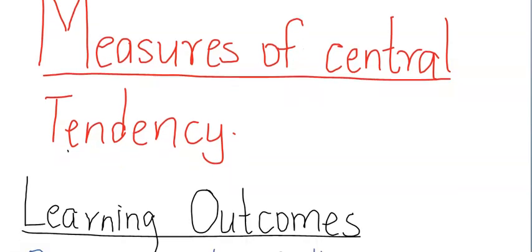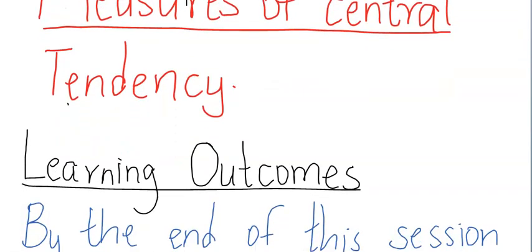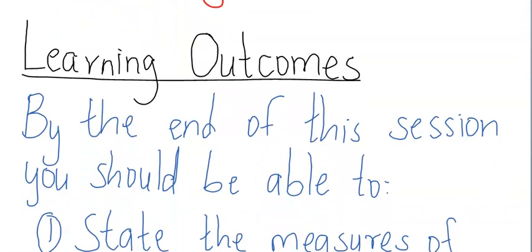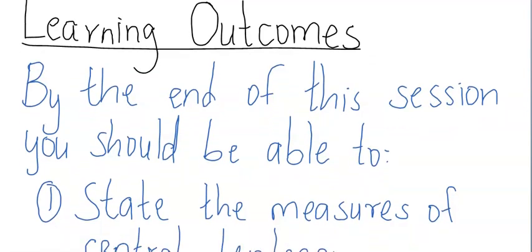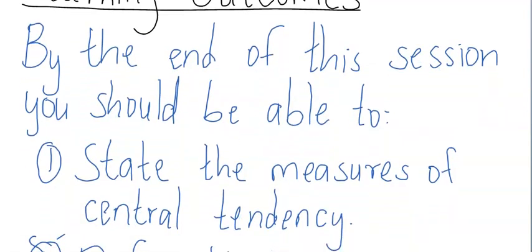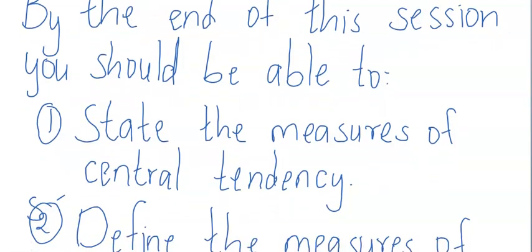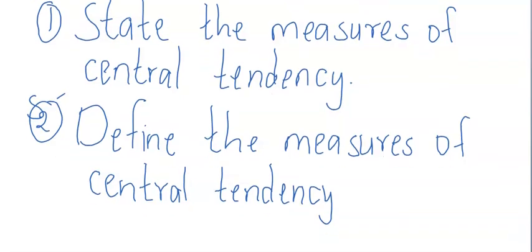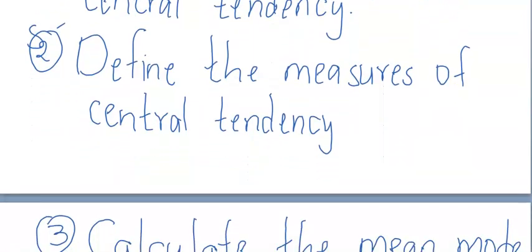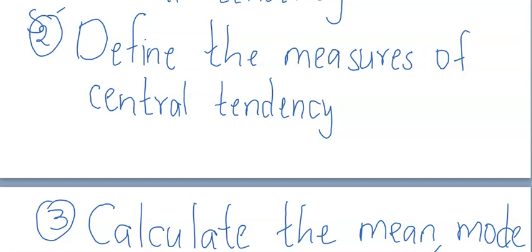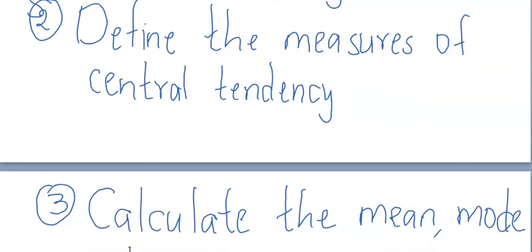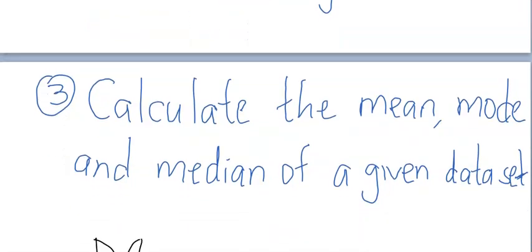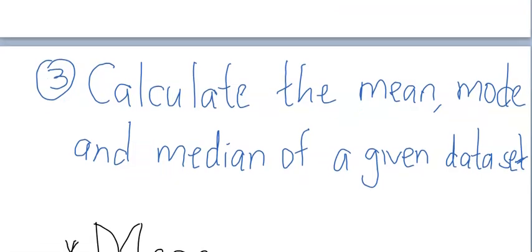Now, let's look at some of the expected learning outcomes you're supposed to achieve at the end of this session. By the end of this session, you're supposed to be able to state the measures of central tendency. Number two, you're supposed to define the measures of central tendency. And lastly, you're supposed to calculate the mean, the mode, and the median of a given data set. Those are our learning outcomes for this session.